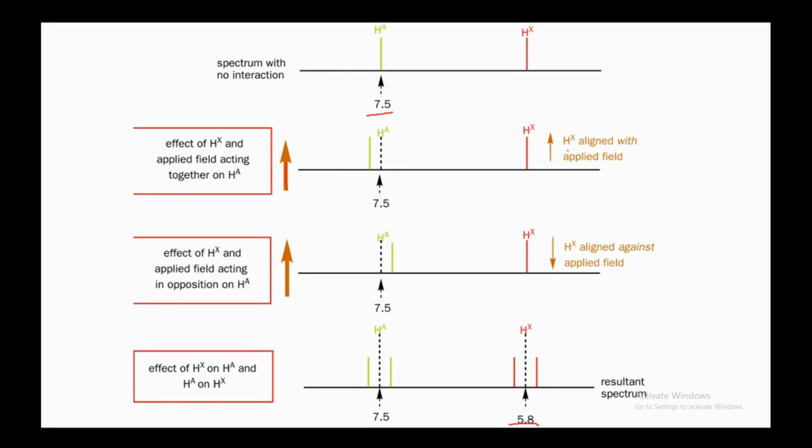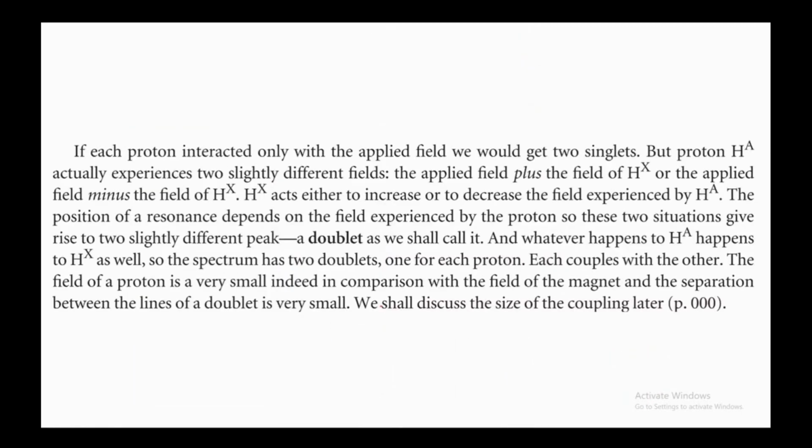And now if you look at this, the effect of HX and the applied field acting in opposition on HA: this is in the opposite direction and this is the aligned direction. Effect of HX on HA and HA on HX. So a resultant spectrum is this, doublet and doublet. And if each proton interacted only with the applied field, we would get 2 singlets.